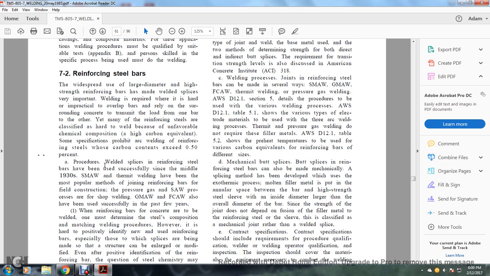7.2 Reinforcement steel bars. Widespread use of large diameter, high strength reinforcement bars has been welded in place. Welding is required where an overlap of the bars is impractical, relying on the surrounding concrete to transmit the load from one bar to the other.